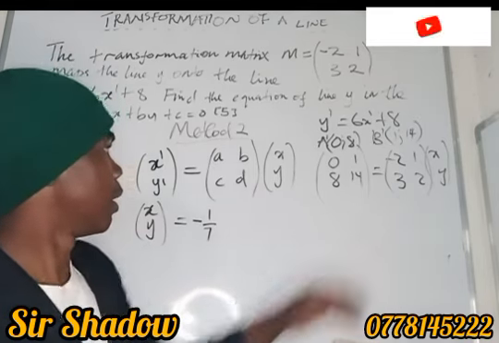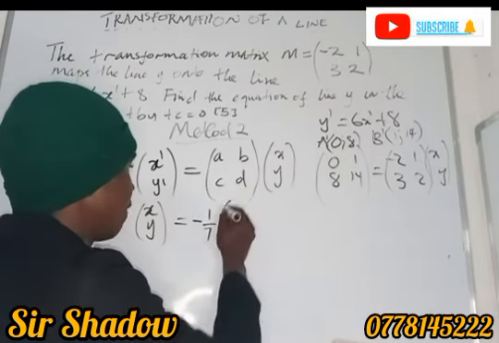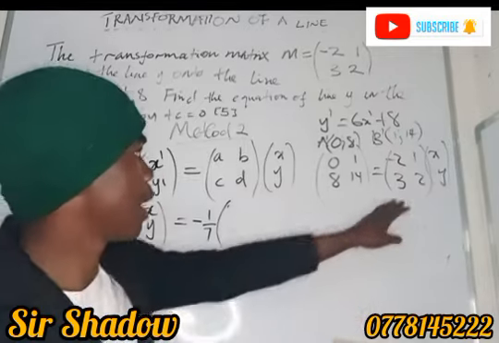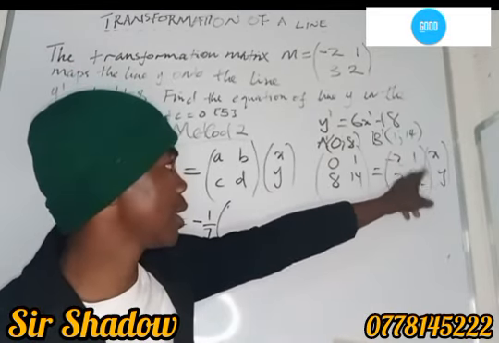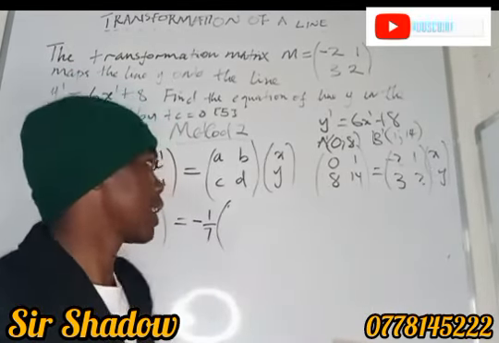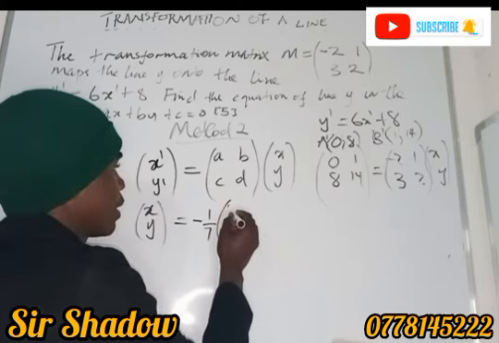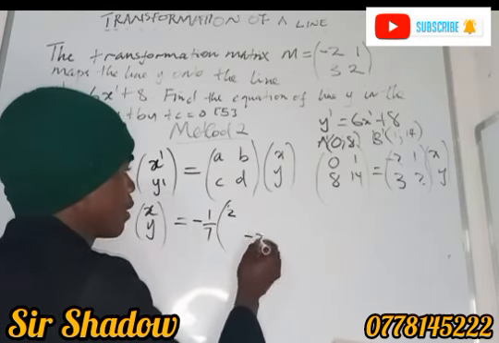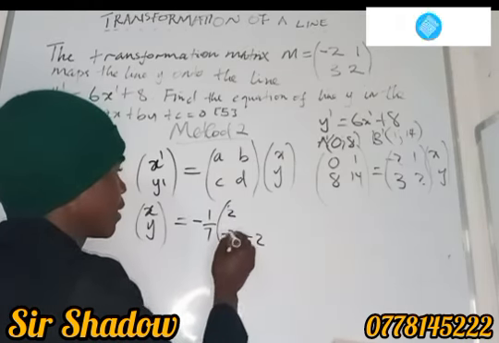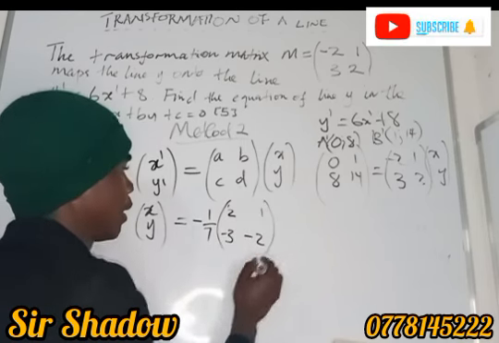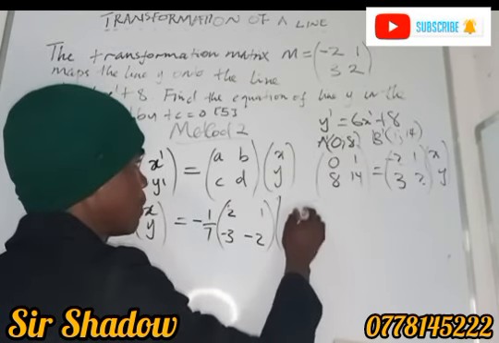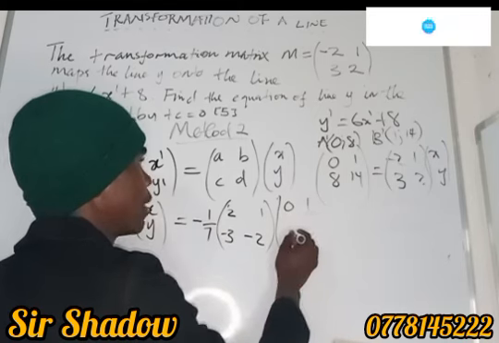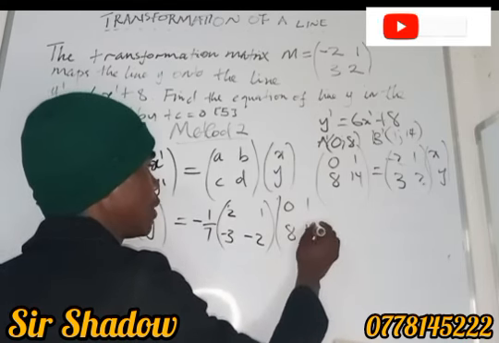Then, to obtain the inverse, we change signs. This one changes sign, then this one changes sign, which gives 2 and minus 2, then change sign, minus 3 and 1 here. This matrix is multiplying 0, 1, 8 and 14.